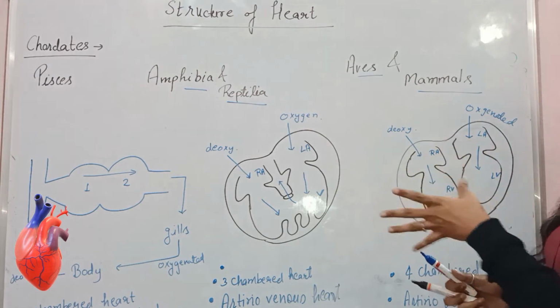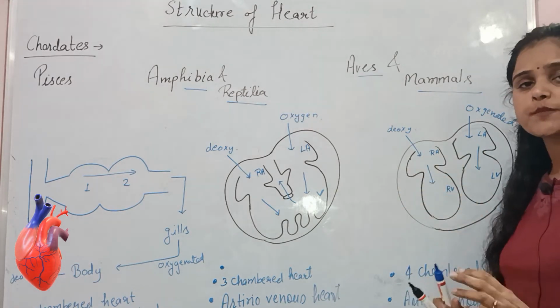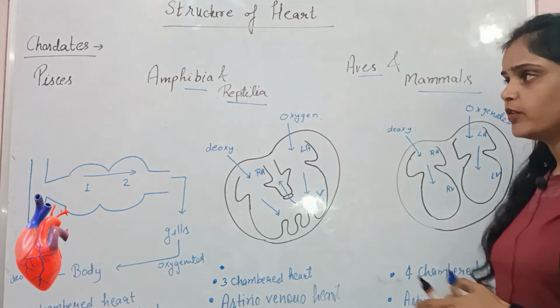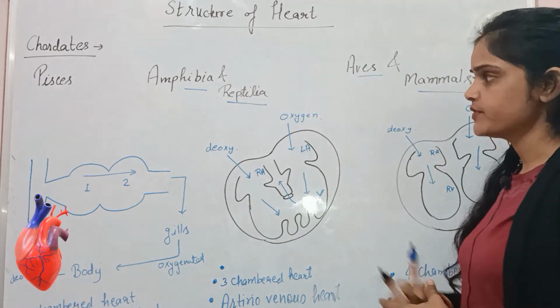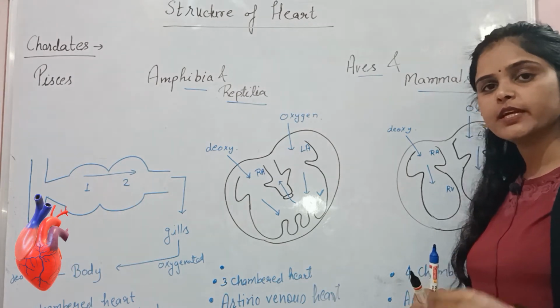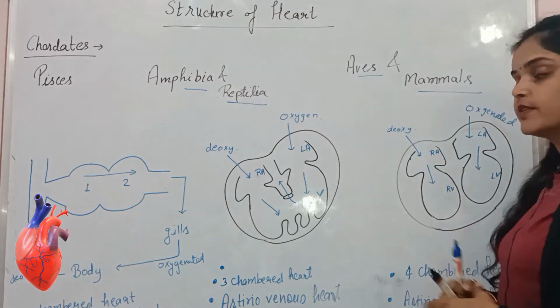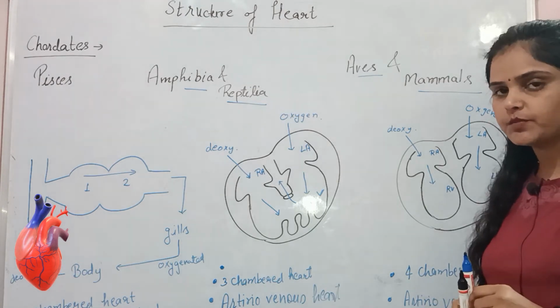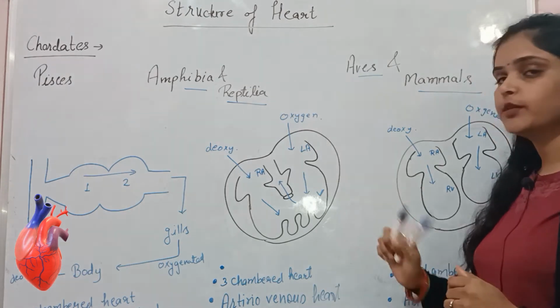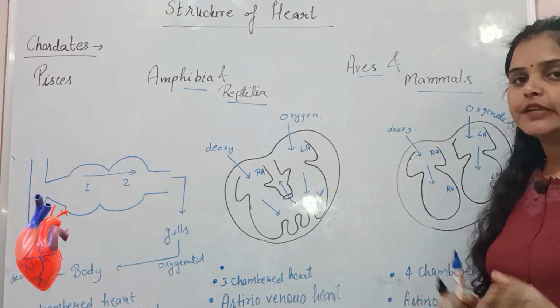So in this particular we have seen certain evolutionary perspective related to the heart. First of all, we have studied about the Pisces, which is having two-chambered heart, simpler type. Next we talk about the amphibian reptilia, they are having the three-chambered heart. And when we talk about the aves and mammal, they are having the four-chambered or highly developed heart. Now we are going to study about the structure of heart in detail.